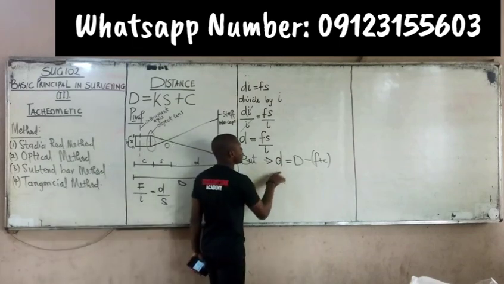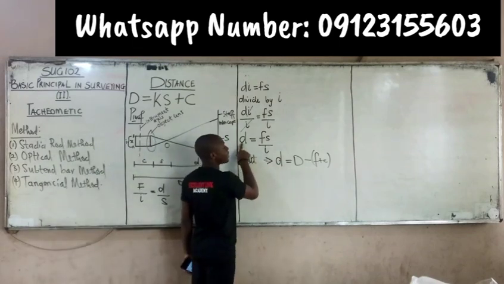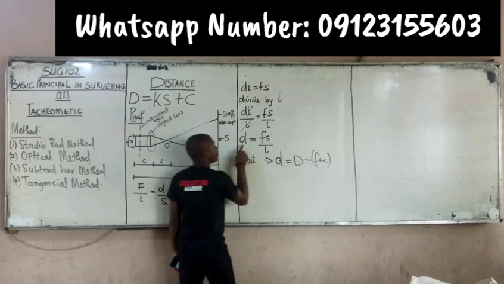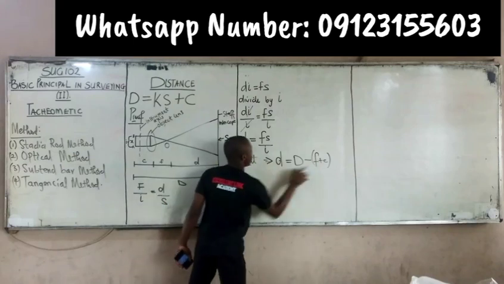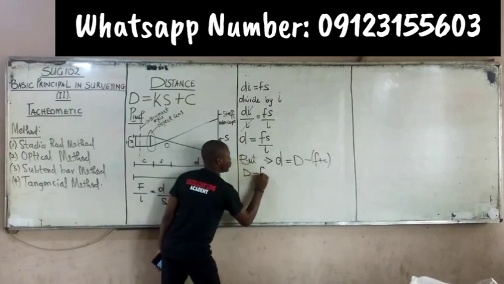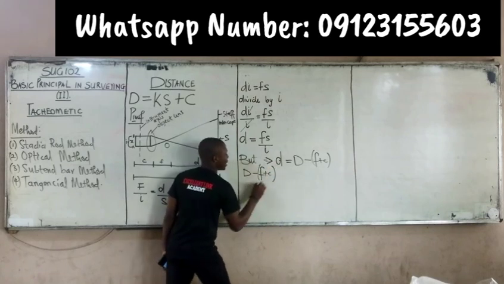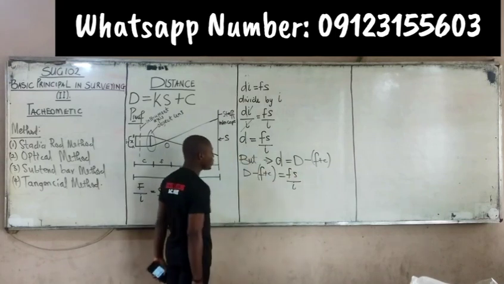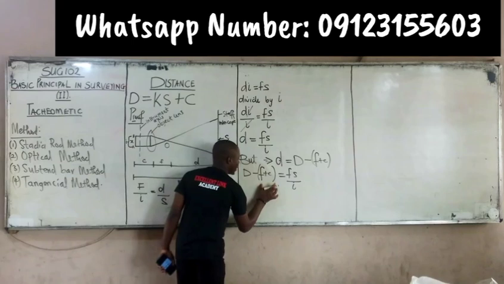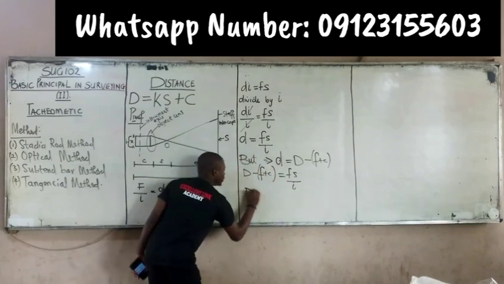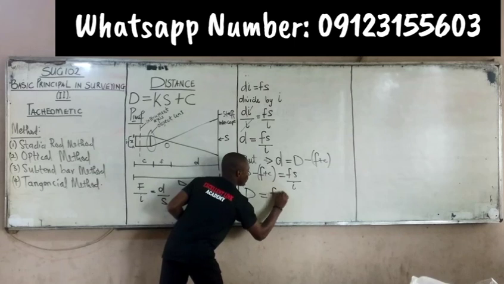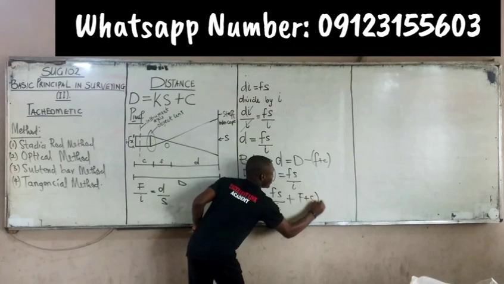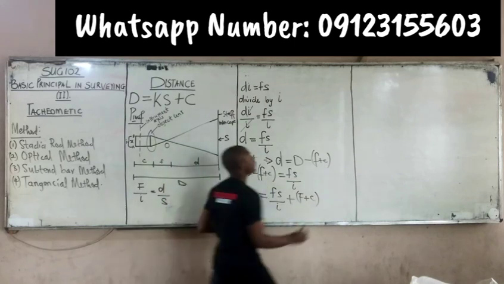Hence, if I put d here as equivalent to this, anywhere I see this, I'll put all this. So replacing this with this, I will have D minus F plus C in this manner is equal to Fx over I. At this point, take this to the other side. I'll have that D is equal to Fx all over I, then positive F plus C.